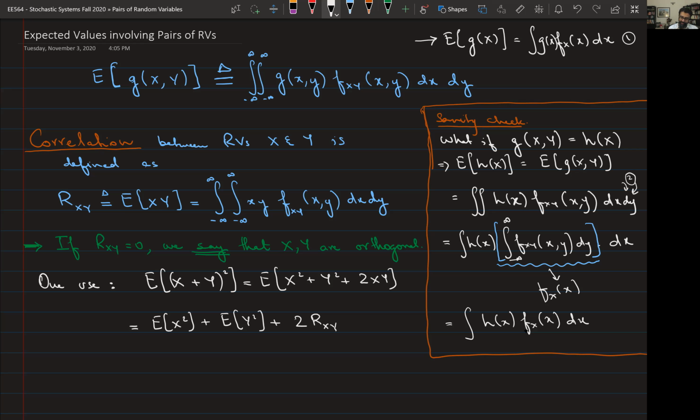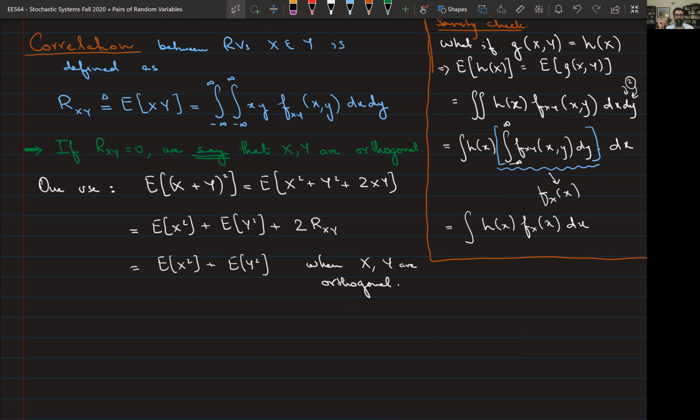So this is equal to expected value of x squared plus expected value of y squared when x, y are orthogonal, right? So this is, I mean, some analogies with Pythagoras theorem, if you will, or the law of cosine, if you will. Okay? Then there's something called covariance.